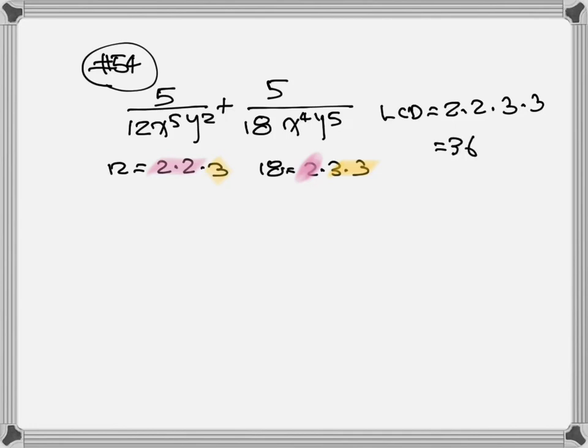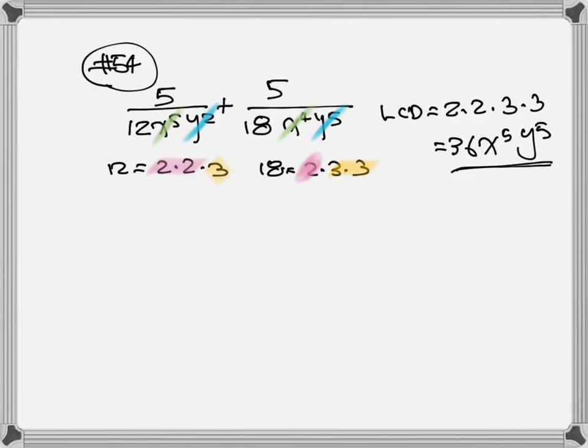Now let's look at the variables. Here we have x to the 5th power and x to the 4th power. We want the largest group, so it'll be x to the 5th power. Now let's look at y. Here y squared, y to the 5th power. Again, we want the largest group, so we want y to the 5th power. So here you can see that's my least common denominator.